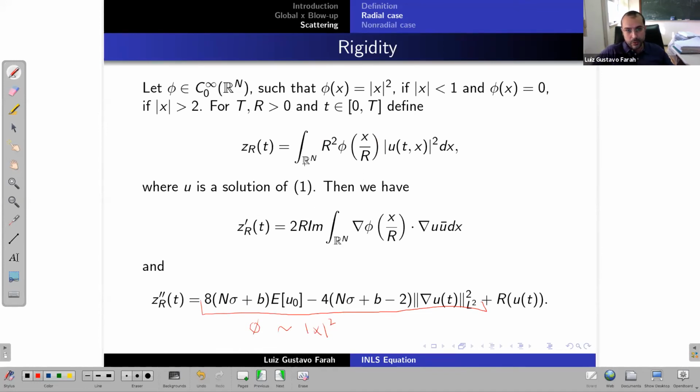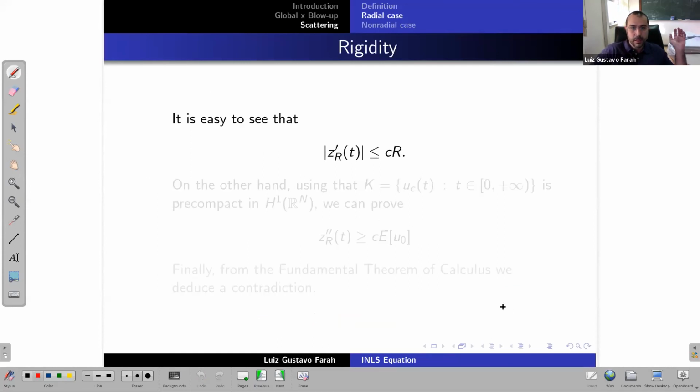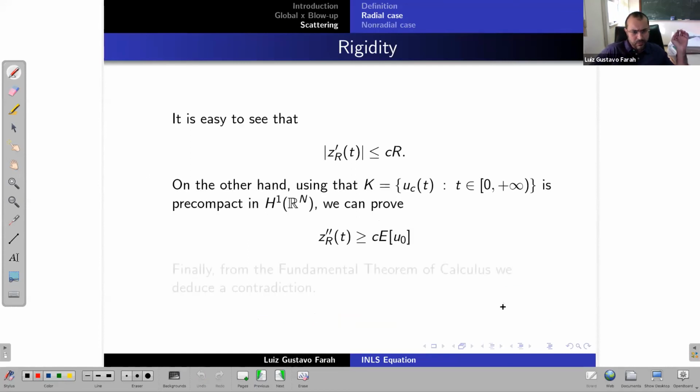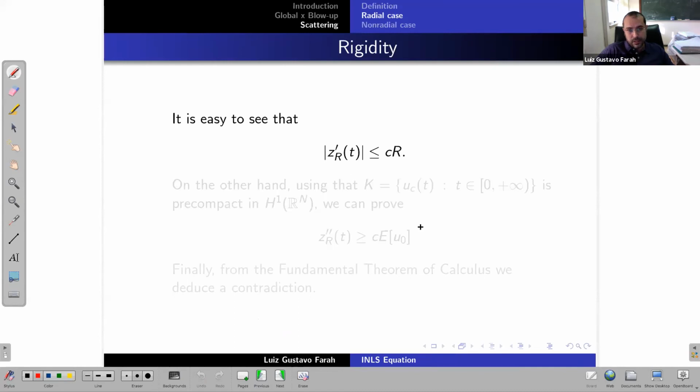And then if you don't consider this, if you put this quantity here, this function here has compact support. So because of that, you add some extra terms here that we call the error terms. But the good thing is that we can bound these guys here because we also have that the flow is pre-compact in H1, and then, well, this is very easy, right?